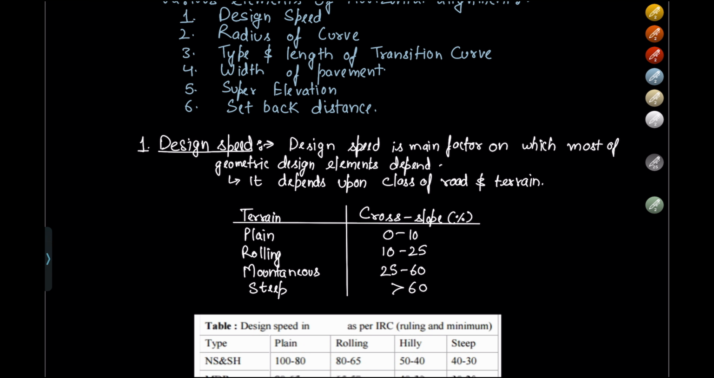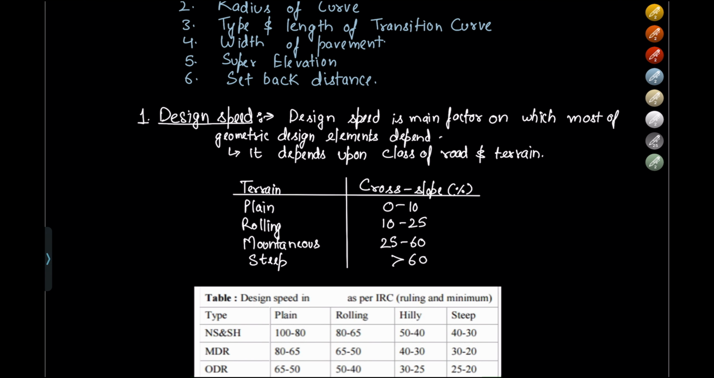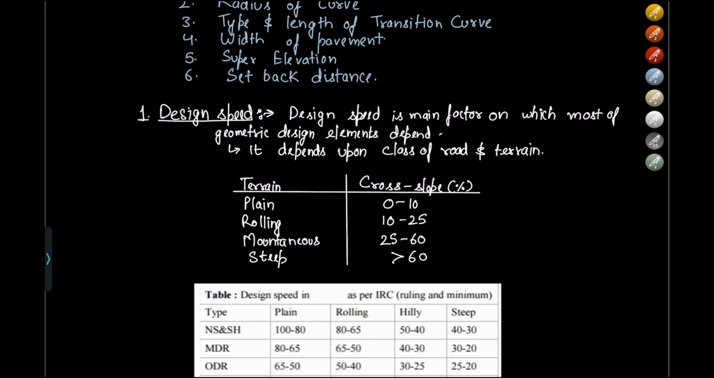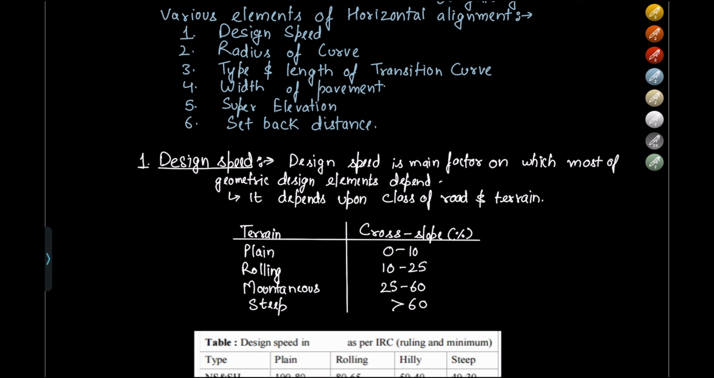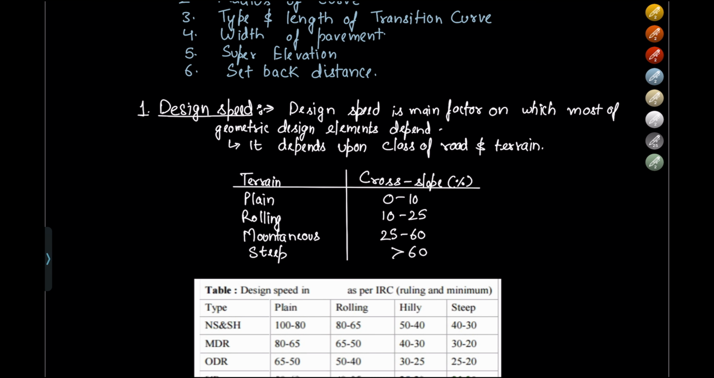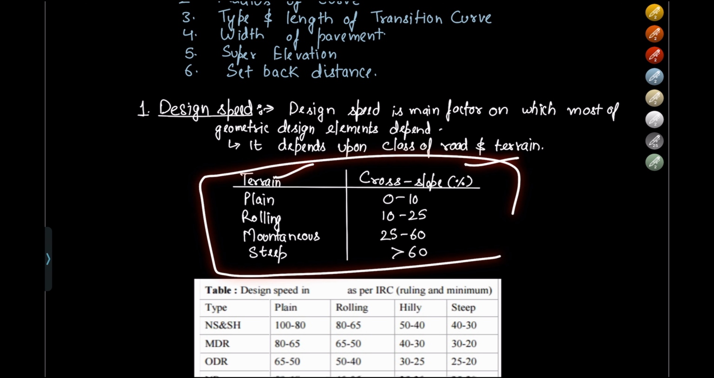It depends upon the class of road and terrain. What type of class of road we are developing or constructing, that will decide the design speed of it. And the terrain, what type of cross slope in the area is available, that will decide the design speed of the road. So terrain and cross slope chart has been given here.